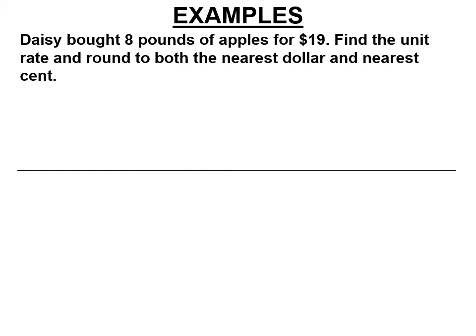Daisy bought 8 pounds of apples for $19. Find the unit rate and round to both the nearest dollar and nearest cent. All right, so dollars per pound, $19 for 8 pounds. So let's see what we get when we divide 19 by 8. 8 goes into 19 twice because 2 times 8 is 16, remainder 3. 19's decimal goes straight up, then we bring a 0 straight down.